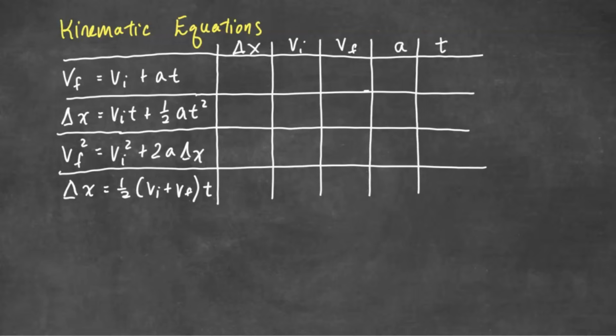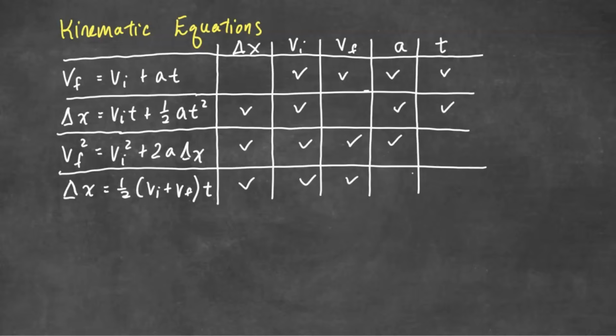So delta x is displacement, vi is the initial velocity, vf is the final velocity, a is acceleration, and t is time. You'll notice that for each equation, it has 4 variables. There are 5 possible variables, but each equation has 4 variables. And this equation chart is helpful to help us figure out which equation to use.